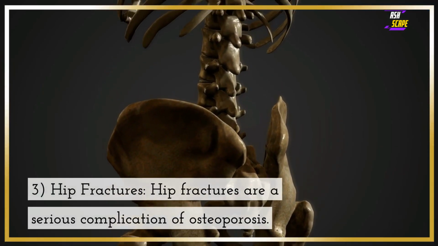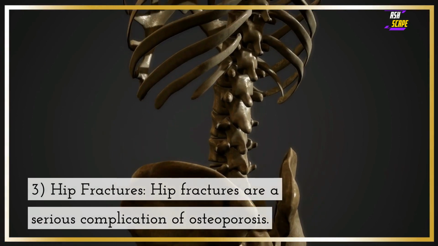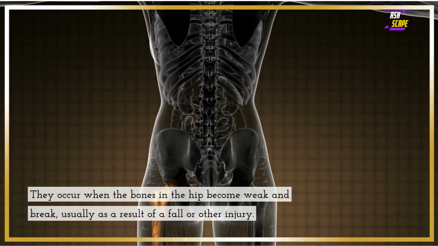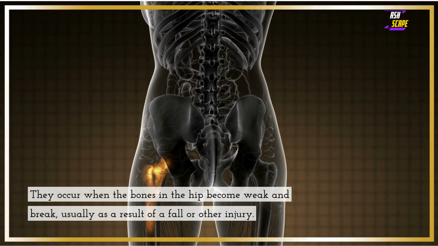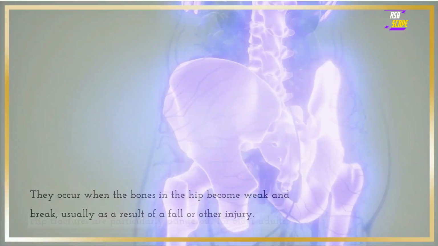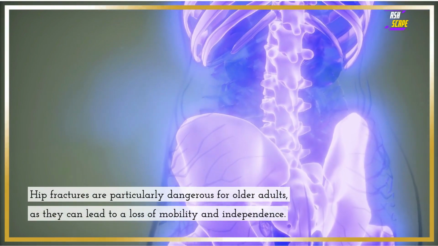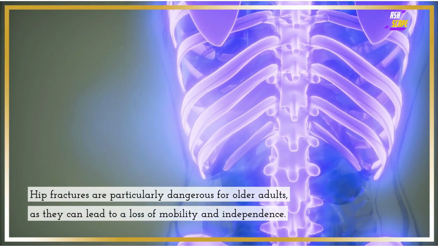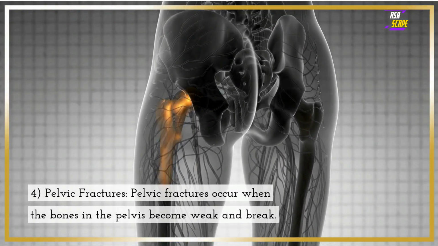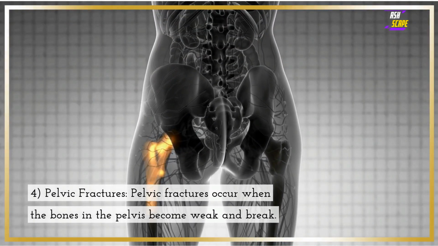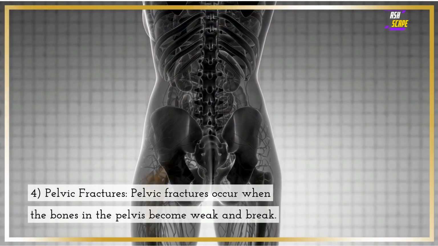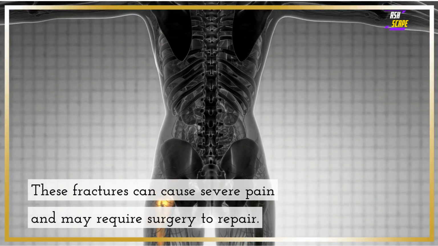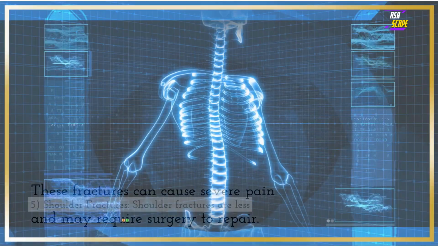3. Hip fractures. Hip fractures are a serious complication of osteoporosis. They occur when the bones in the hip become weak and break, usually as a result of a fall or other injury. Hip fractures are particularly dangerous for older adults, as they can lead to a loss of mobility and independence. 4. Pelvic fractures. Pelvic fractures occur when the bones in the pelvis become weak and break. These fractures can cause severe pain and may require surgery to repair.